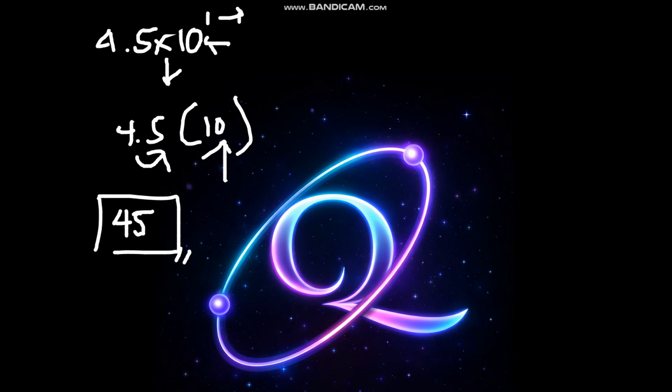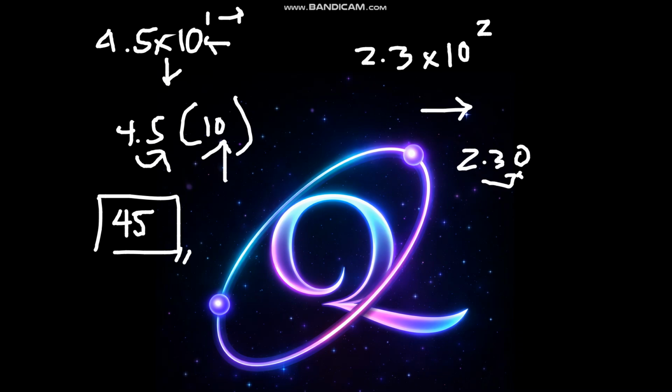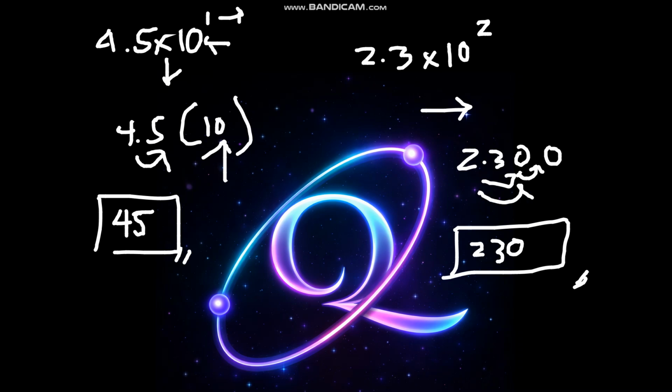So how about this problem? Let's say we have 2.3 times 10 raised to the 2. So how do we do this? Again, this is just basic multiplication, and now we see a power of 2. That means we're going to move to the right 2 times. So we have 2.3. Let's move 1. We bring a 0. If we move another, we get another 0. So that means we have 230. We're just going to move 1 and 2. Since the decimal is here, this is just gone, right?